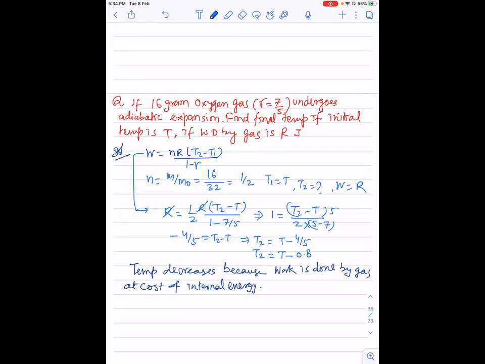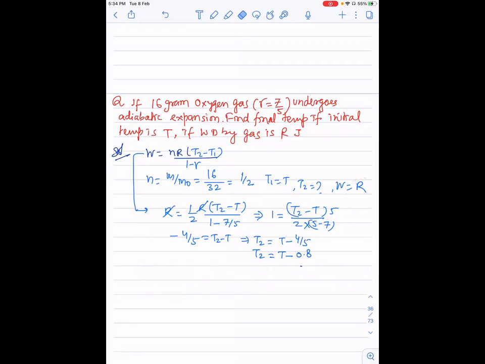It is dropping. Temperature is dropping. Why it is dropping? Because work is done at the cost of internal energy. Internal energy will decrease. So temperature decreases because work is done by the gas at the cost of internal energy. Are you there? Yes, sir.